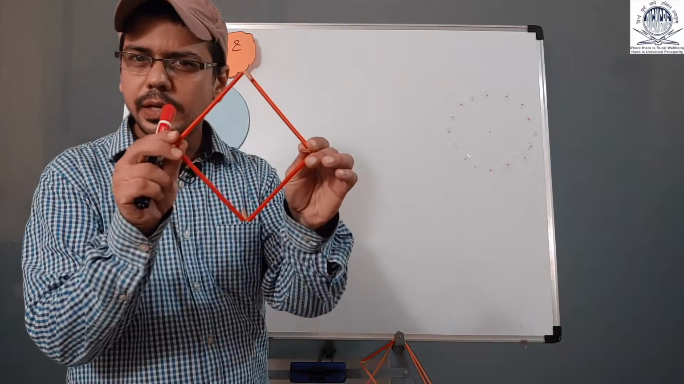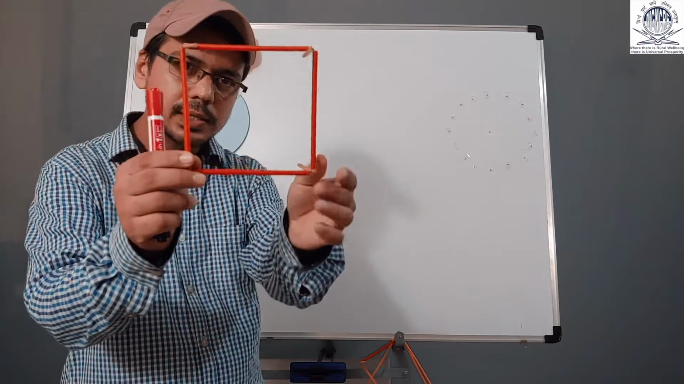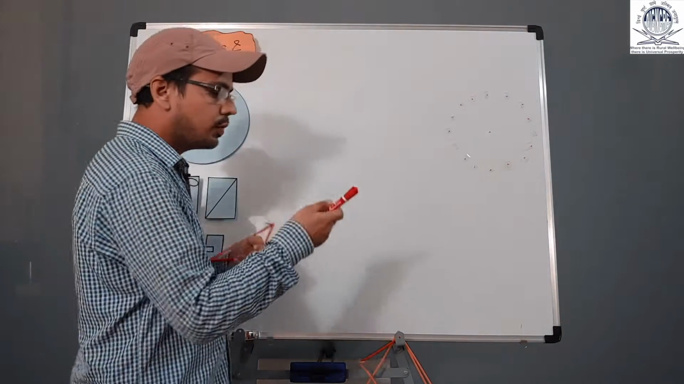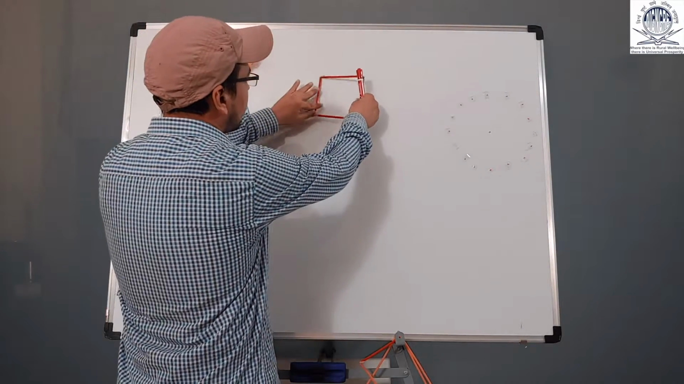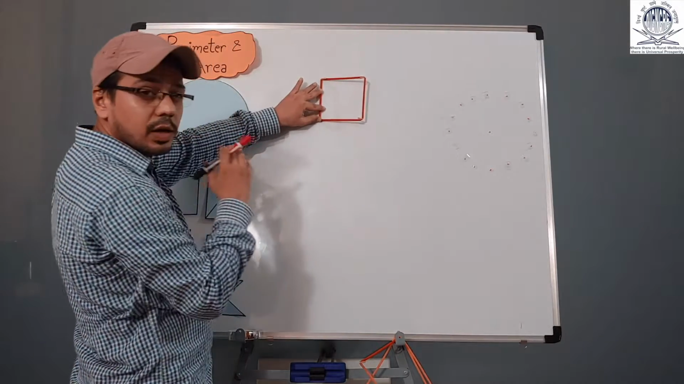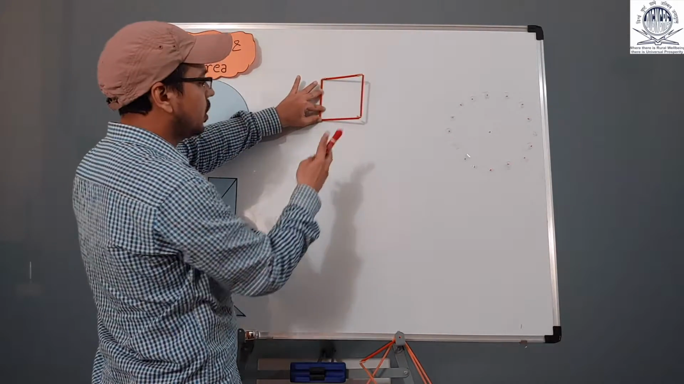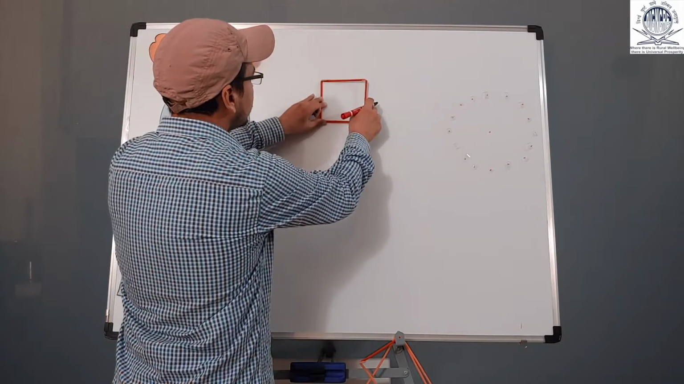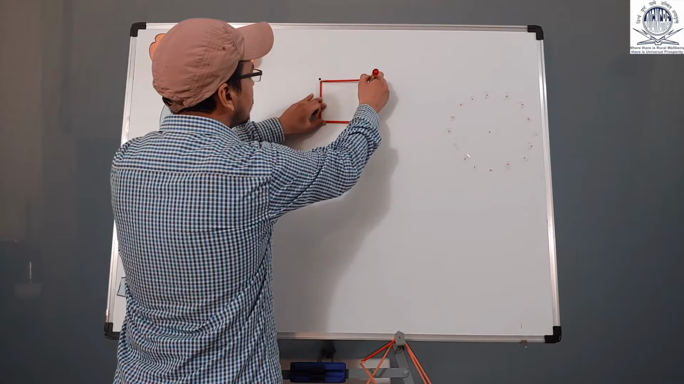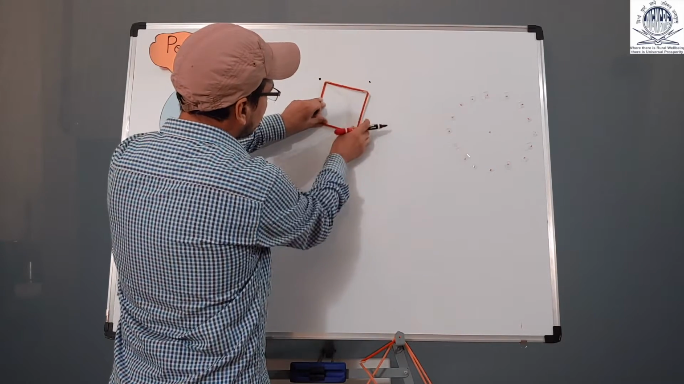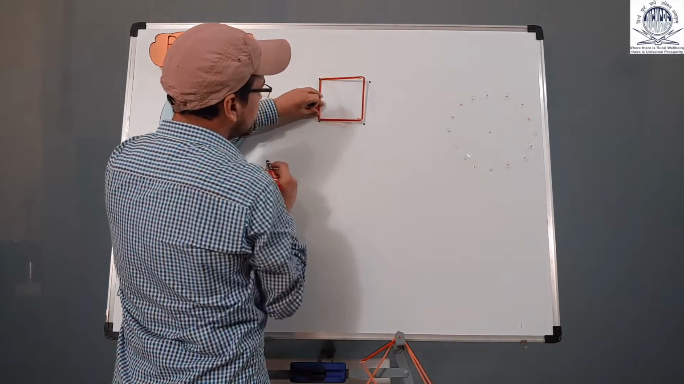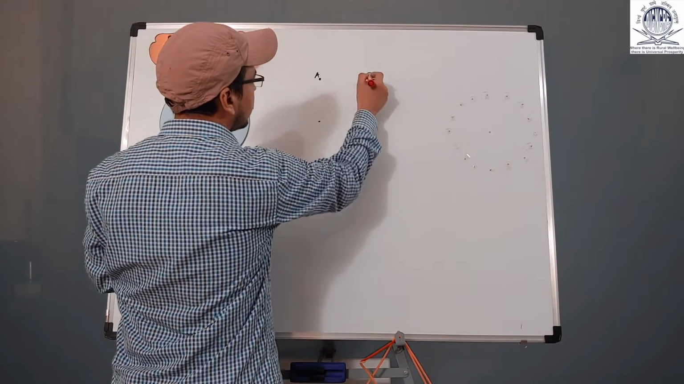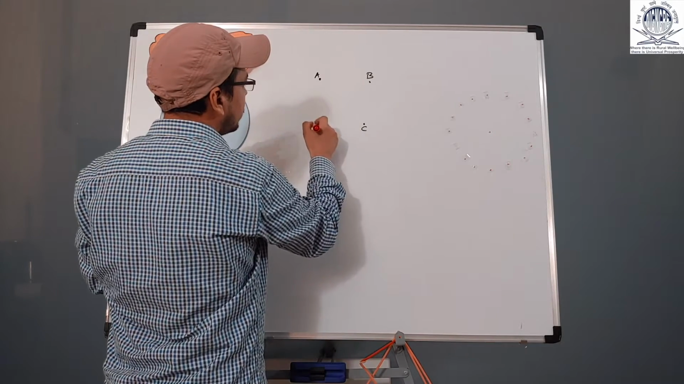Do I hear somebody saying diamond? No, not exactly. And what if I do it like this? Yes, it's a square. So we'll try to see how this square looks when we actually draw it on a board. So I'll take my marker and put some points over here: 1, 2, 3 and 4, and let's name them A, B, C and D.